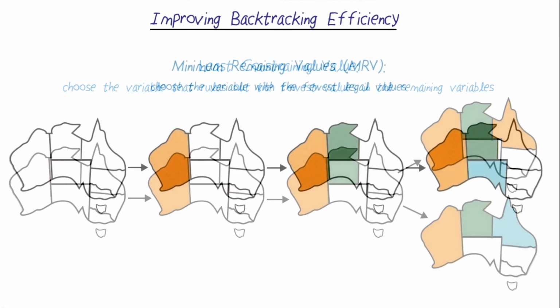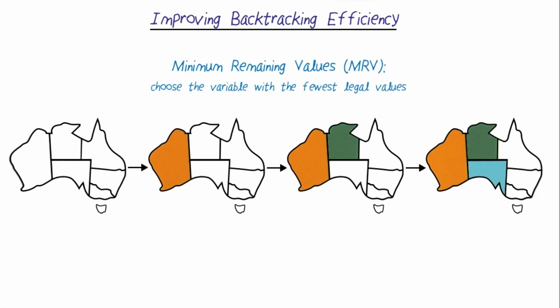Now you get it. Another optimization is to choose to assign the variable with the minimum remaining values next. If we start with assigning Western Australia and then the Northern Territory colors, the variable with the least number of values remaining is South Australia, so we should choose that one next to assign.